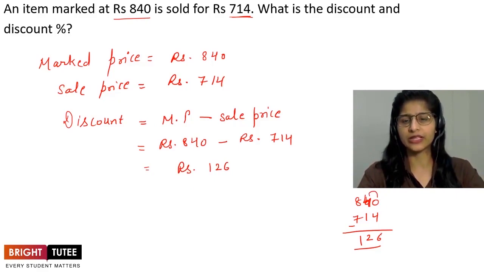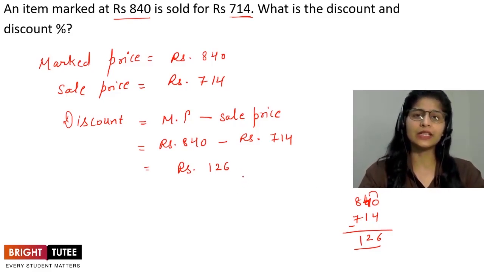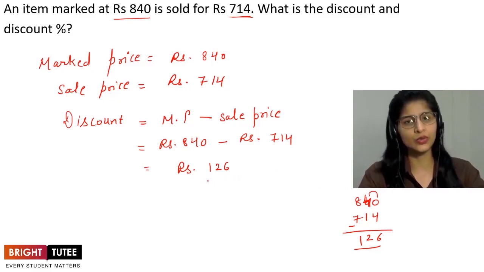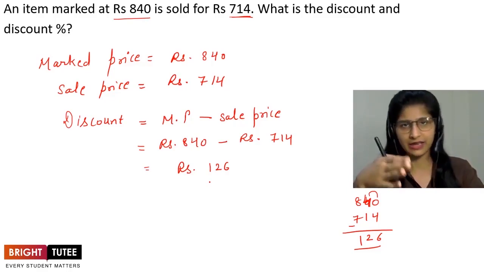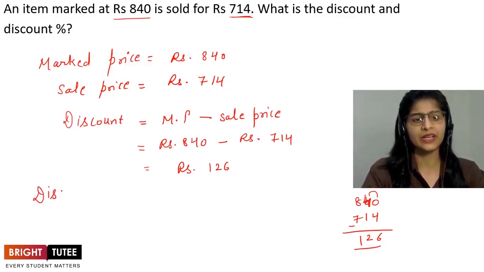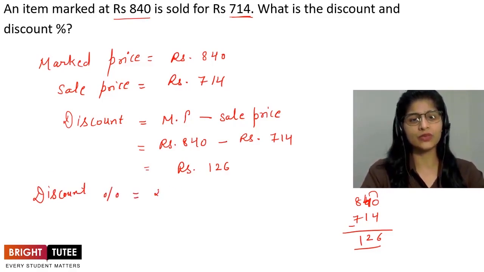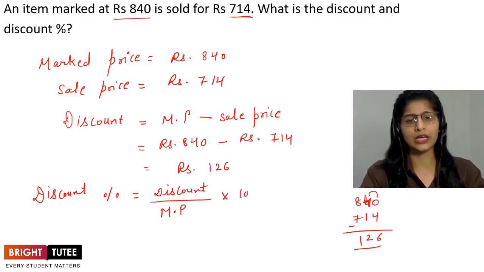Let's solve it again. 10 minus 4 is 6. Here 3 is left. 3 minus 1 is 2. 8 minus 7 is 1. So what is the discount given? The discount given is rupees 126. Now always the discount is always given on the marked price. Right? Discount is always given on marked price. So for calculating the discount percentage, we will write discount percent is equal to, what is the discount? You will write discount, okay, divided by the marked price into 100.